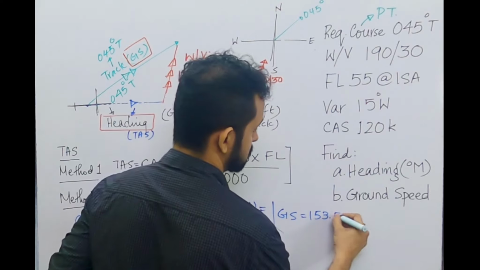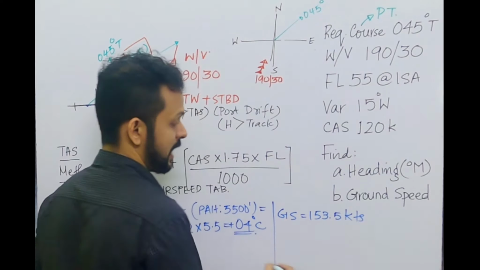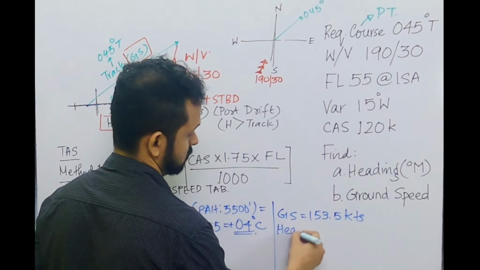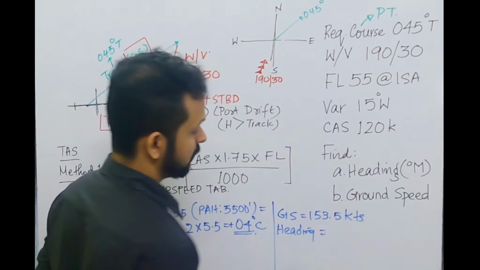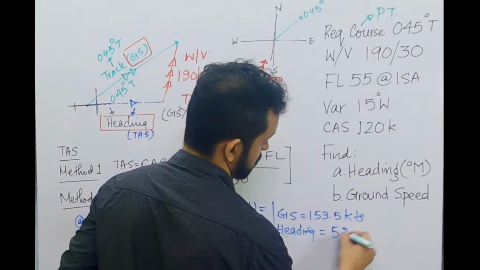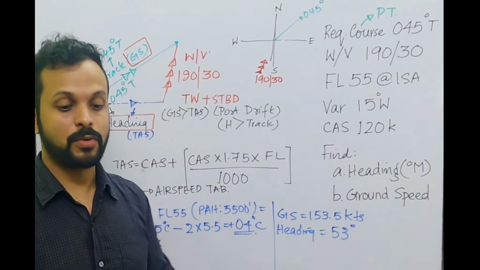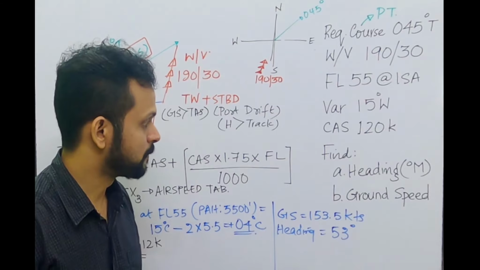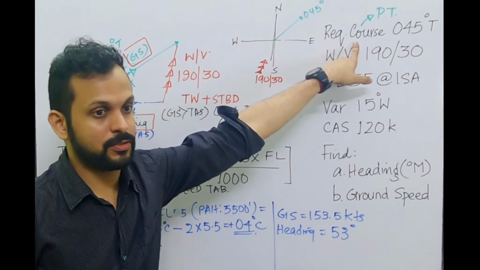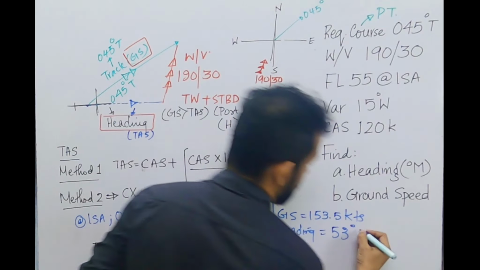(153.5 knots), right? And we have the heading is 53 degrees. Now, something we should be careful about here is that we have found out this heading using true course. Yeah, it's true course, right? So the heading which we have obtained here is again the true heading, right?